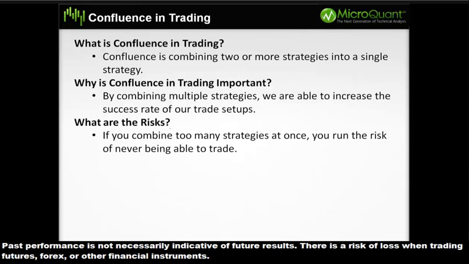Now, there are a couple of risks with doing this, and the main one is just if you have too many strategies combined at once, you run the risk of never really being able to trade. If you're being so selective that so many different parameters per se have to be met in order for you to actually take a trade, then you may only get one trade a year or one trade a month. And some traders may be okay with that. Other traders say, no, that's not enough at all. So just be aware of that. Be careful when you're putting together these strategies.